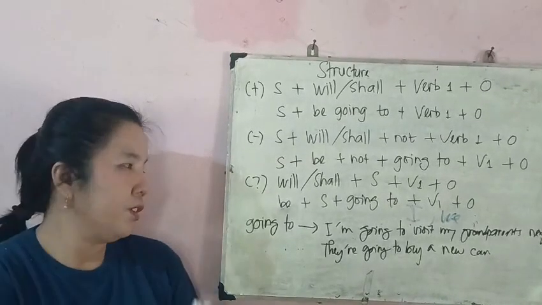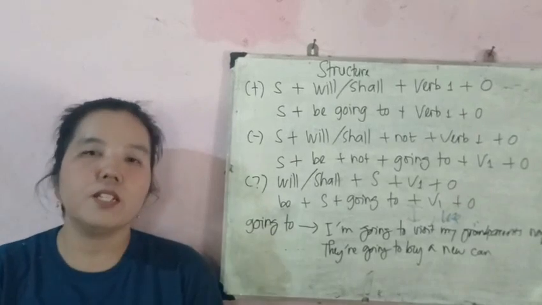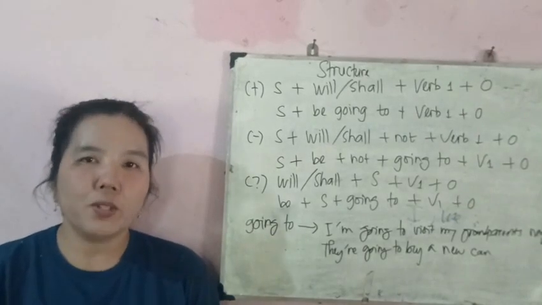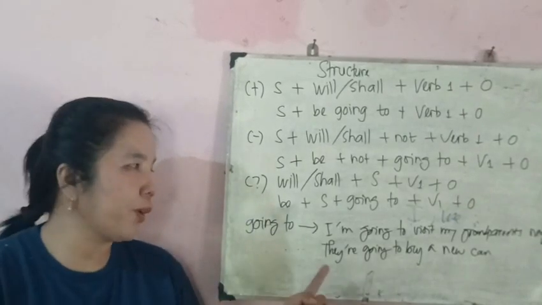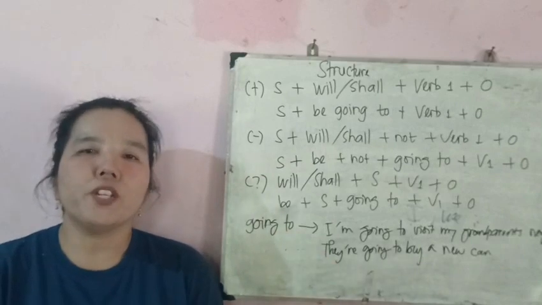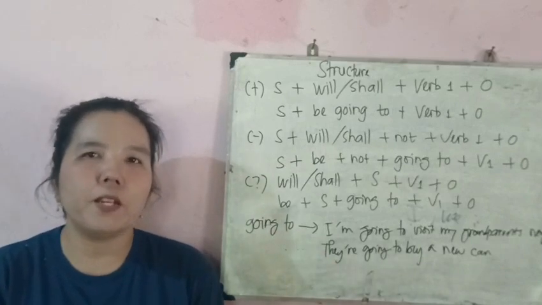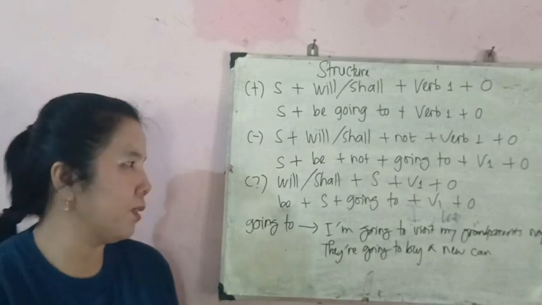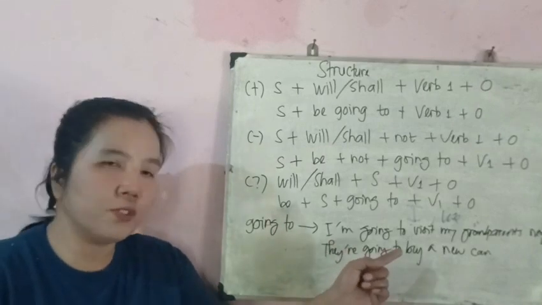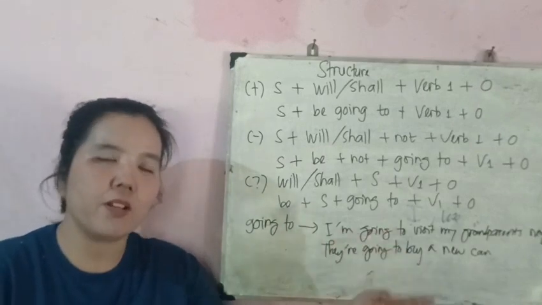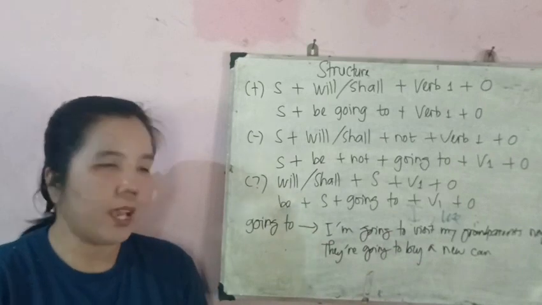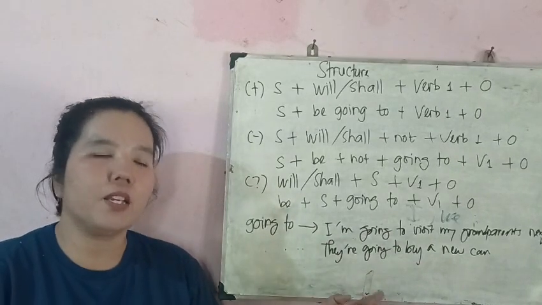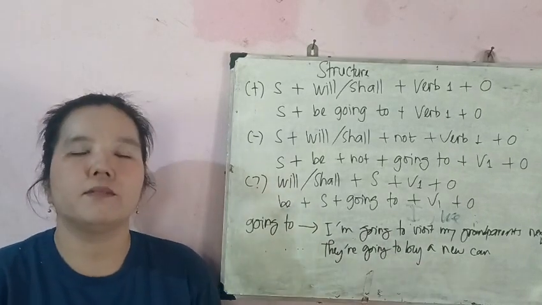Okay, now use of going to in simple future tense. Going to is used to express plans or intentions that have been thought about in advance. For example, I'm going to visit my grandparents next week and they are going to buy a new car.